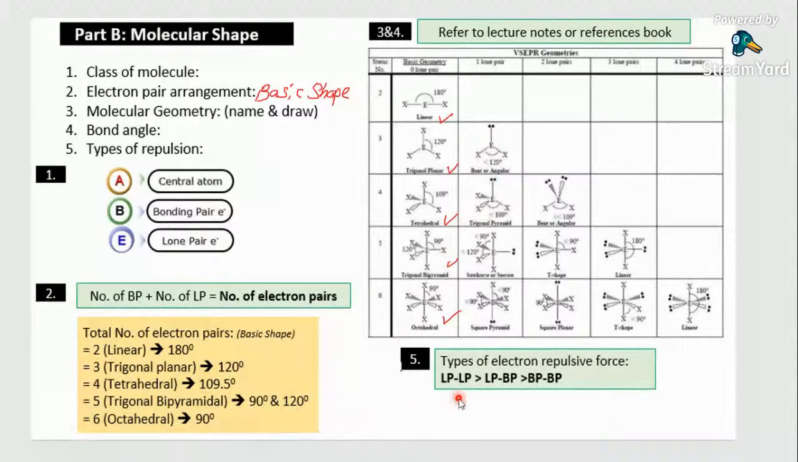Okay, that's all for this slide. I mentioned this already. Always remember, the number of electron pairs, we just consider bonding pairs and lone pairs. So the number of bonding pairs plus the number of lone pairs equals the number of electron pairs.